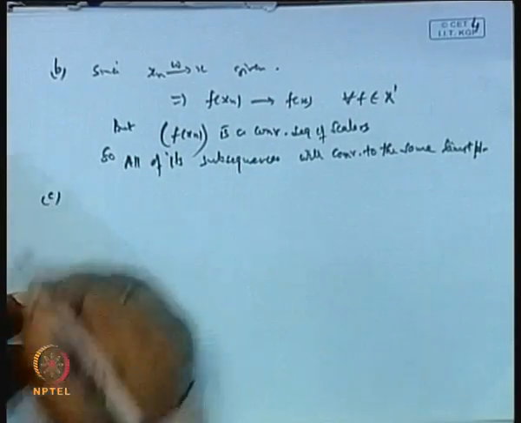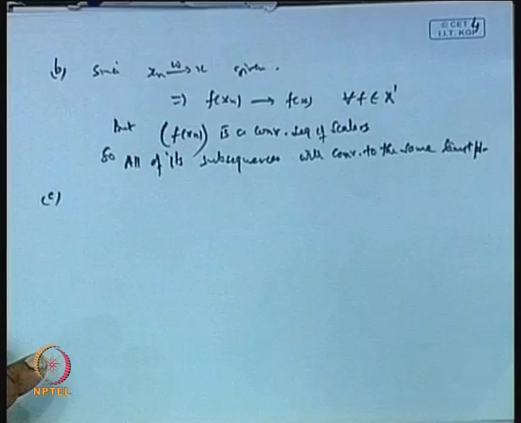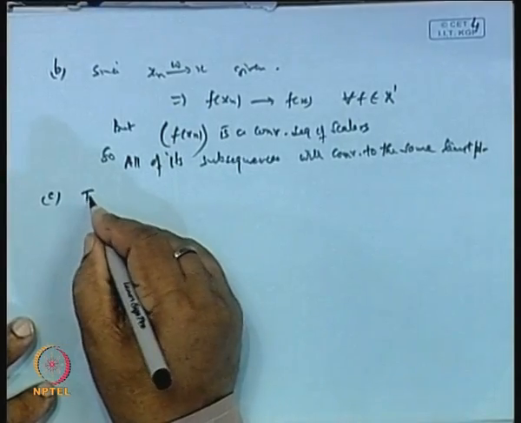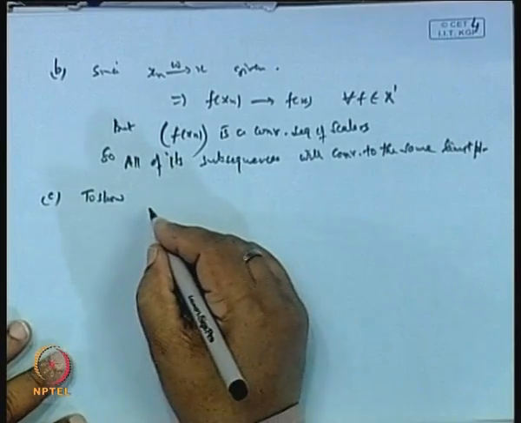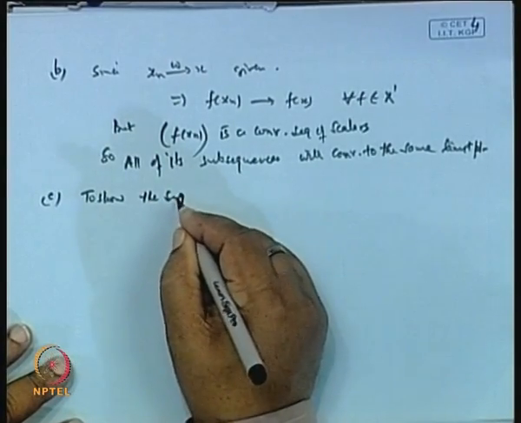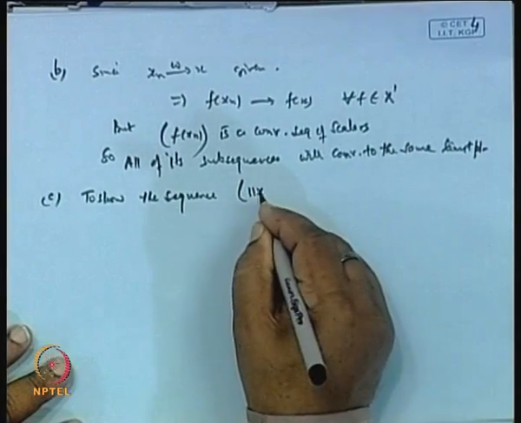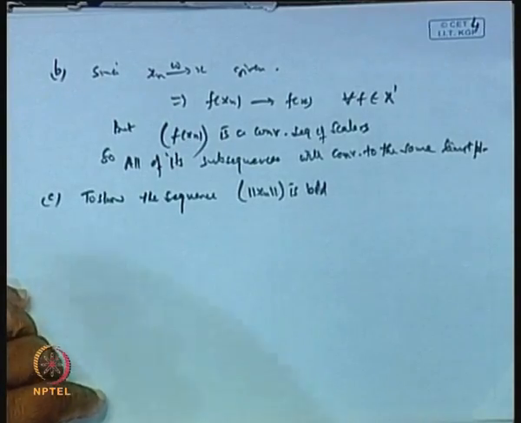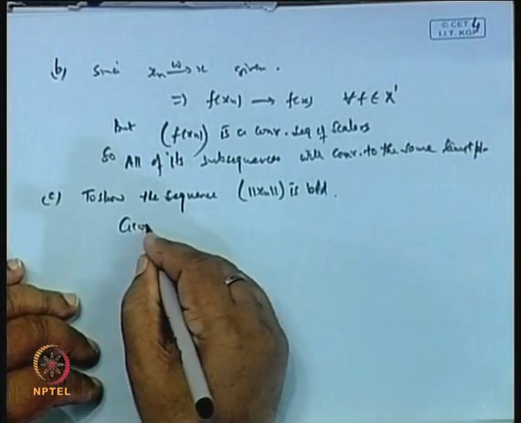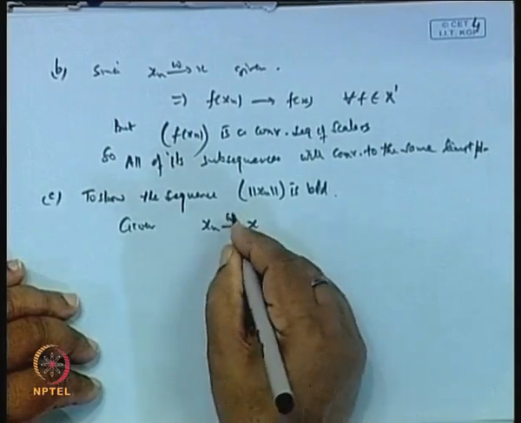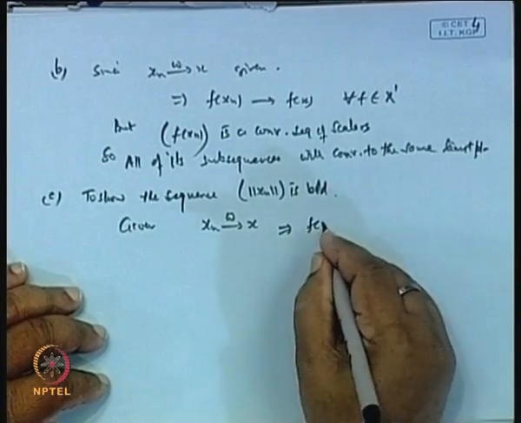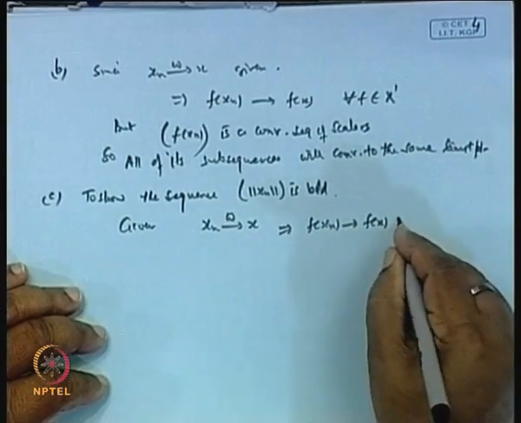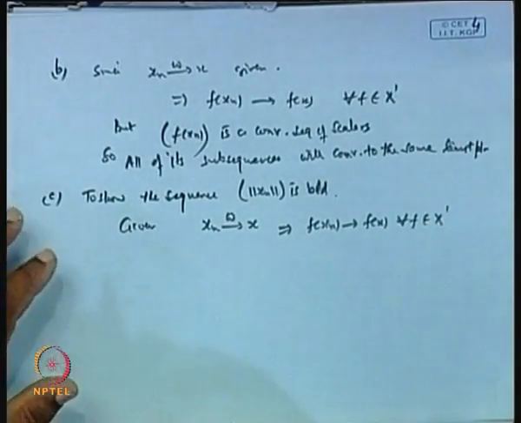The part C says that the sequence norm of x_n is bounded. To show the sequence norm of x_n is bounded, let us start with this. Given x_n converges to x weakly, so this implies f of x_n will converge to f of x for every f belongs to the dual.